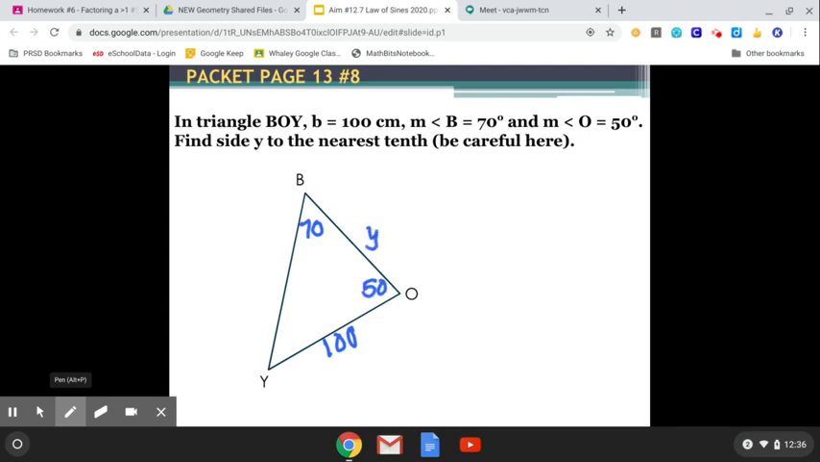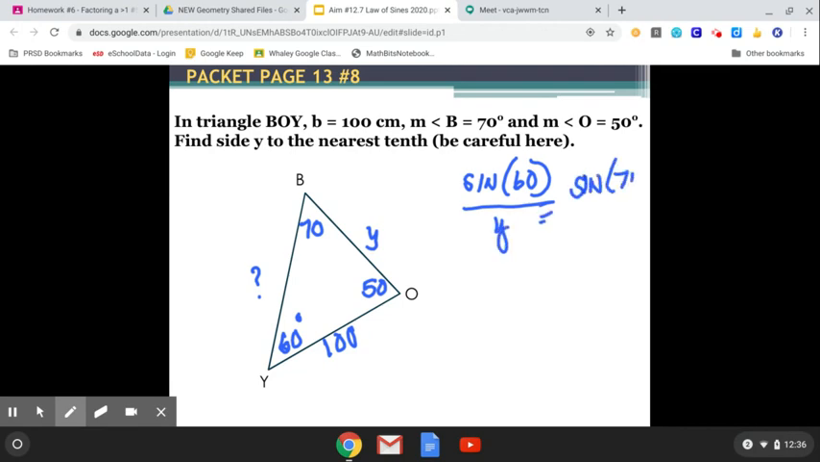Now, if you're like me, you're thinking, well, I could probably find side O pretty easy because I have the angle for that. But I don't have any information about Y, so you might be thinking it's impossible. But don't forget about our old friend, the triangle sum theorem. If angle B is 70 and angle O is 50, together they make 120. So that makes angle Y here 60 degrees. And now I can use the law of sines to solve for side Y. Sine of 60 over Y is equal to the sine of 70 over 100. So sometimes you may need to do that extra step.